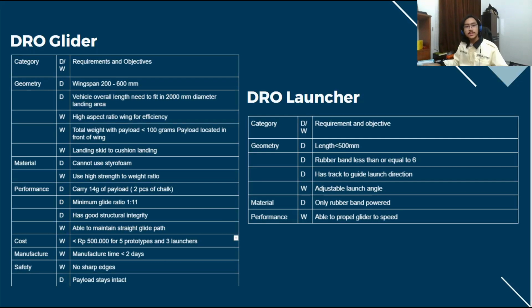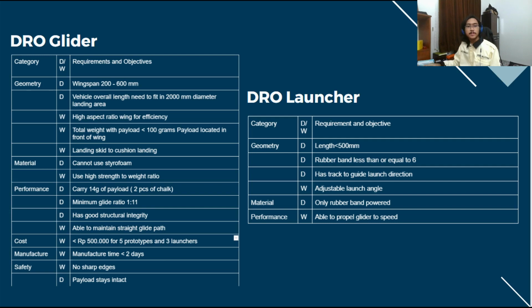I will be explaining the DRO for the glider and the launcher. For the glider, under the geometry category, we have two demands. The wingspan of our glider must be between 200 and 600 millimeters, and the overall vehicle length needs to fit the 2000 millimeter diameter landing area. We also have three wishes.